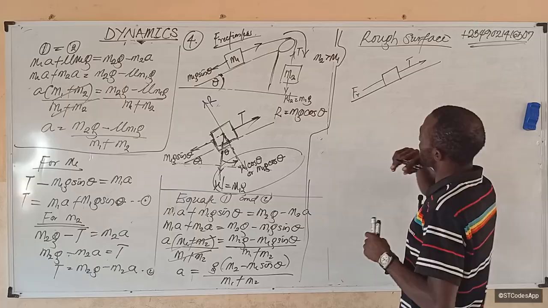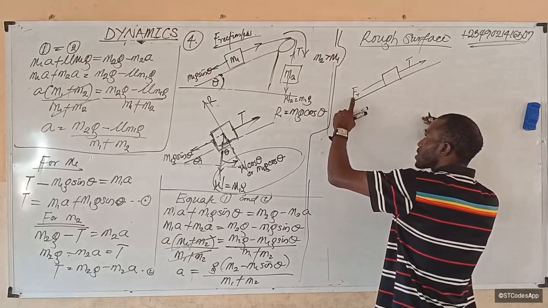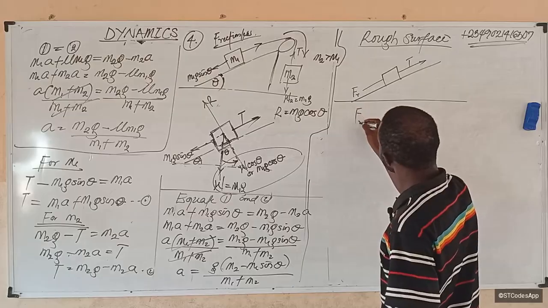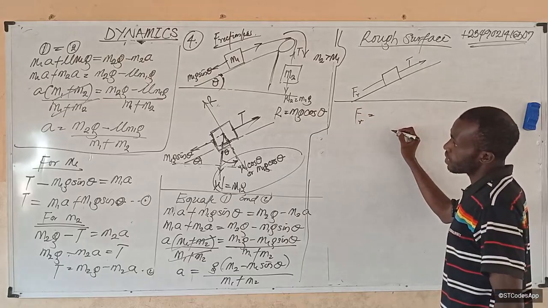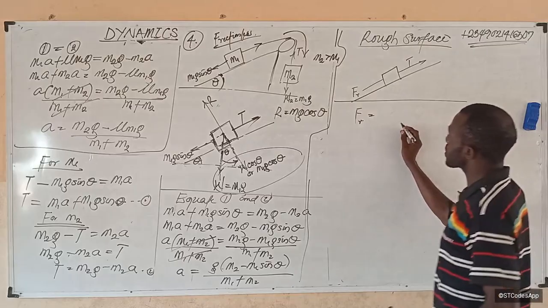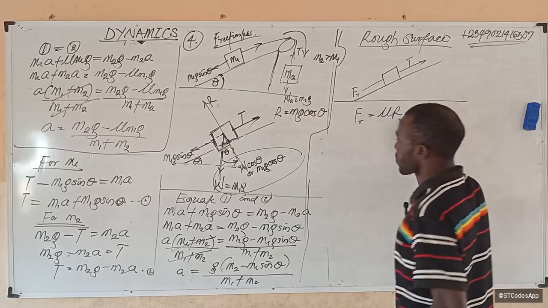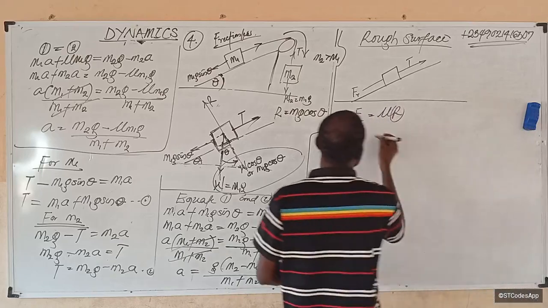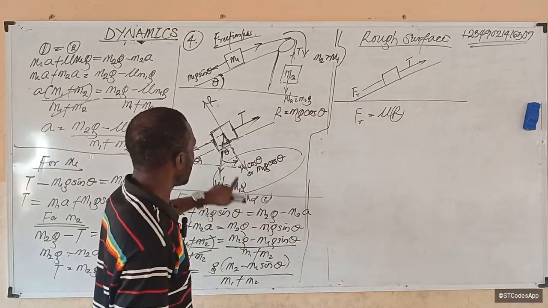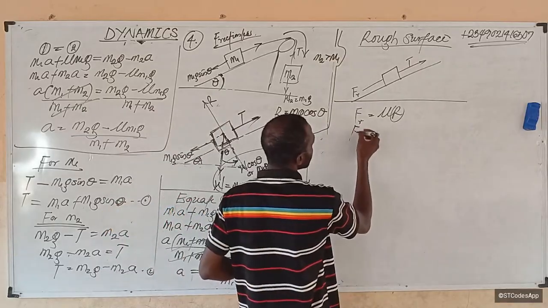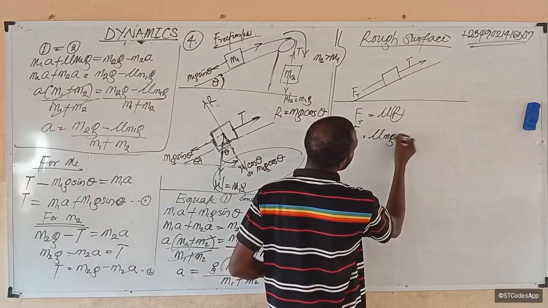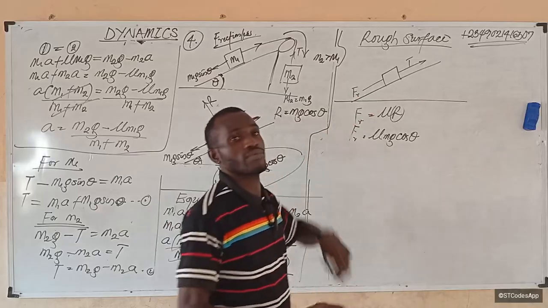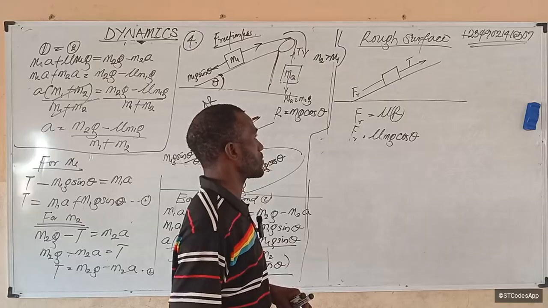But remember that the frictional force is going to be mu R from what we did, right? So mu R. Now what is R? R is, according to what we did here, mg cos theta. So FR will equal mu mg cos theta. Is it clear now? So that will be the value of the friction here.